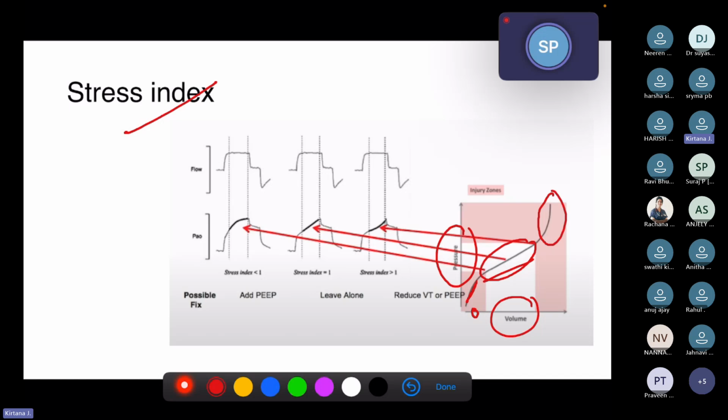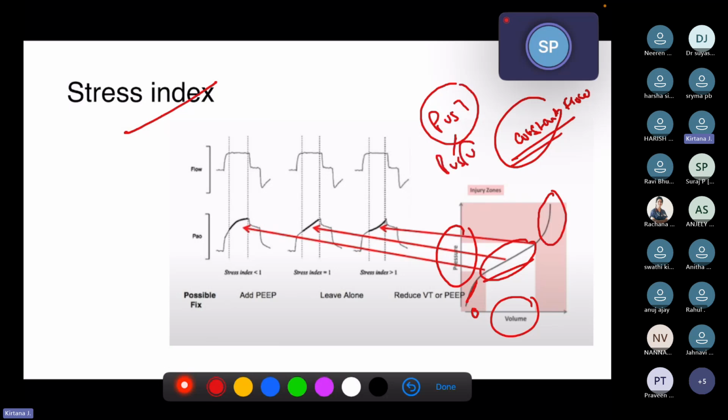So when our patients are getting a constant flow on the ventilator, then the pressure versus time graph is almost equivalent to the pressure versus volume curve, because there is a constant flow. With the passage of time, slowly and steadily, the volume will increase at the same rate. So your pressure versus time graph is just similar to the pressure versus volume graph.